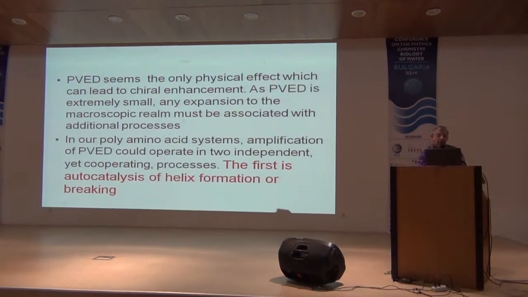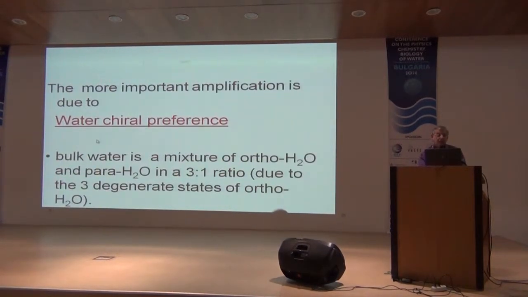As we said, we need some amplification of the parity violation energy difference I talked about earlier, this small difference, 10 to the minus 17 electron volt. The first of our amplification methods is the autocatalysis of helix formation. I mean, when the first part of the helix is formed, the others are easier. So in the autocatalytic system, the more important seems to be the water chiral preference. As shown, water is more akin to react with L than with D.